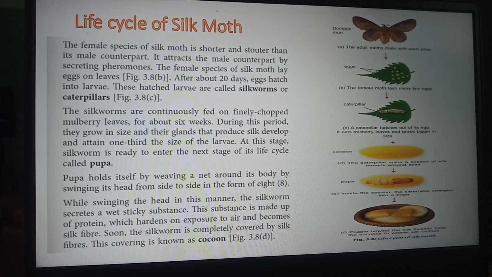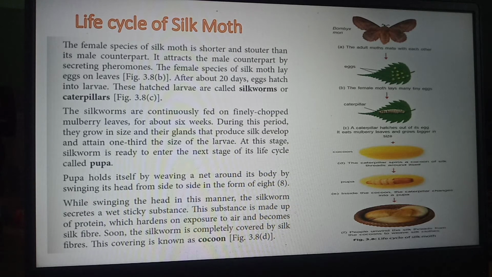The female attracts the male by secreting pheromones. Okay, the female moths are able to secrete, means produce karna, pheromones, and it is due to the secretion of pheromones that the male get attracted to the females. I hope I am clear. Okay, then what happens? The female species of silk moth lay eggs on leaves. Okay, the female silk moth, they lay eggs on leaves.